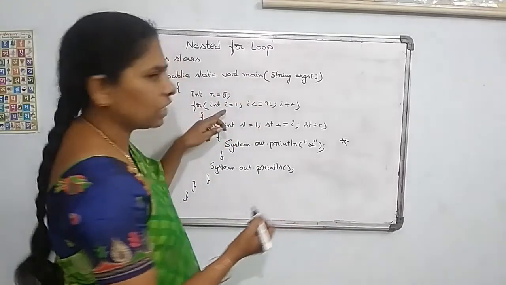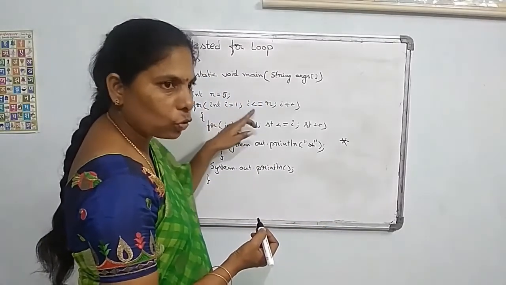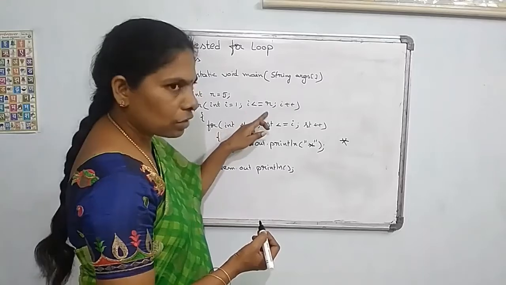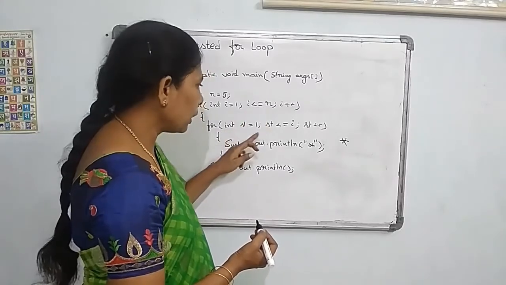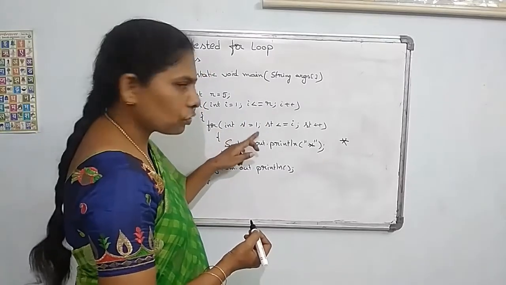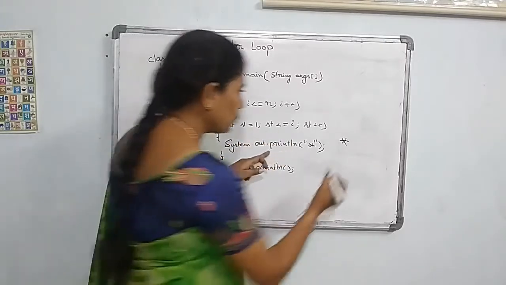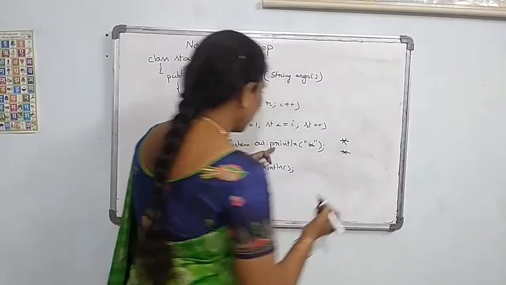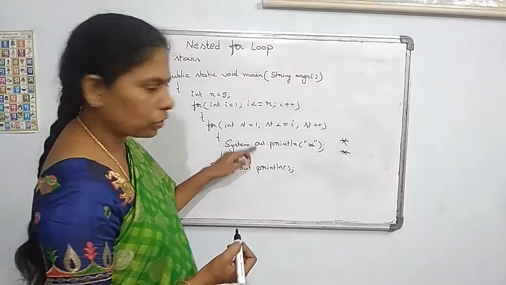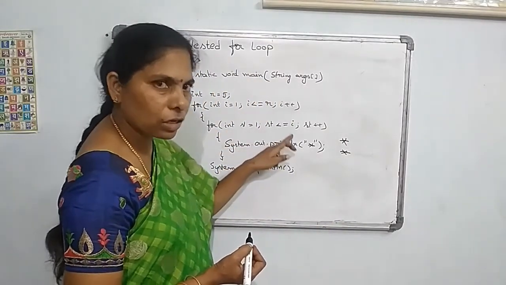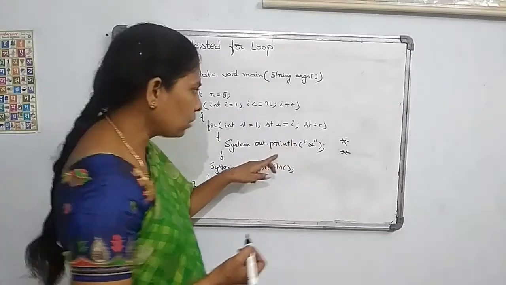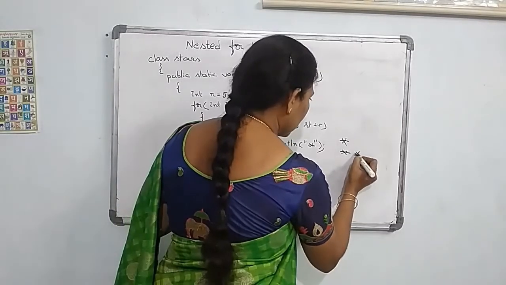Next it will go to the i increment. So now i equal to 2. 2 less than or equal to 5 is true. Then it will come to this one. St equal to 1. 1 less than or equal to 2, true. So it will print the star. Again it will increment the st value. Now st equal to 2. 2 less than or equal to 2, true. So again it will print another star.